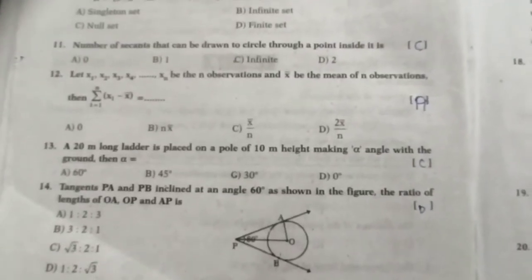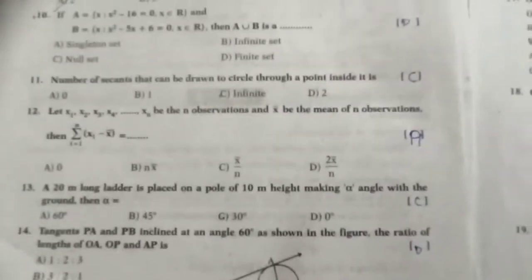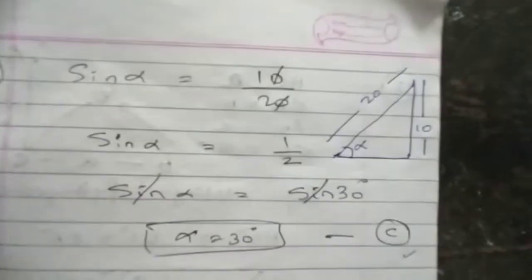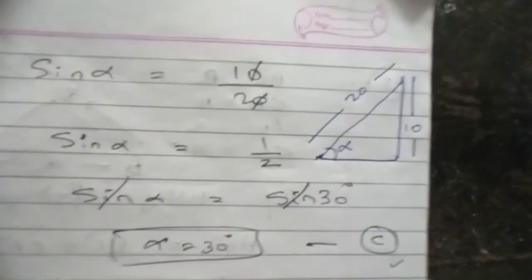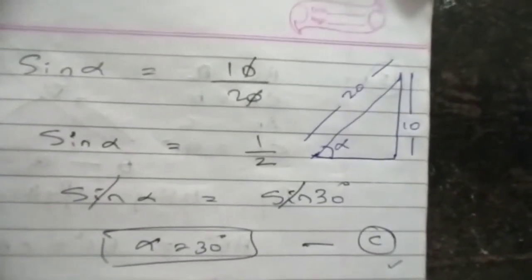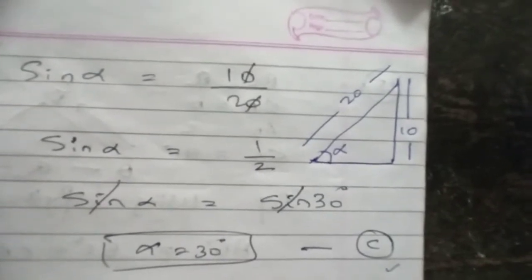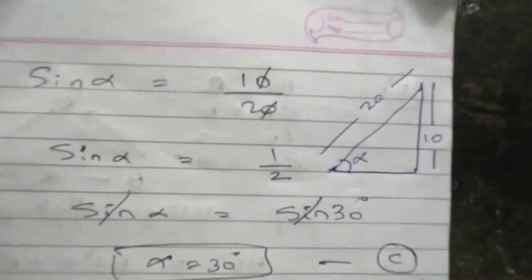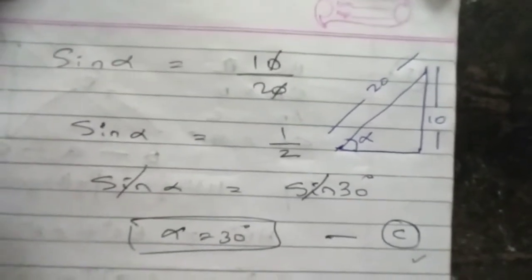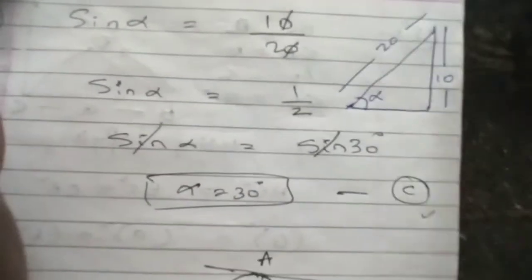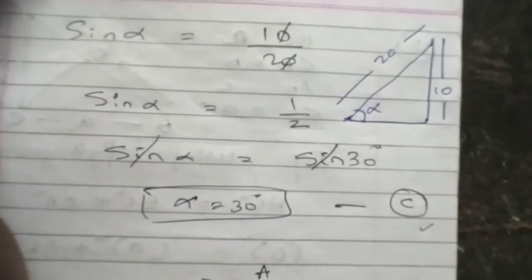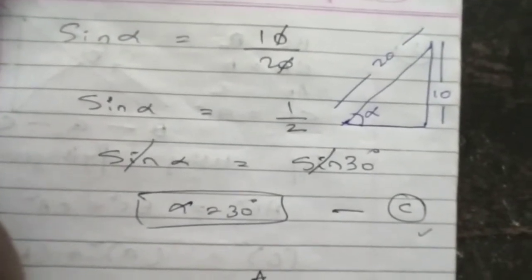Option A. A 20-meter long ladder is placed on a pole of 10-meter height, making alpha angle with the ground. Then sine alpha equals what? See here, sine theta equals opposite by hypotenuse. Opposite is 10 and hypotenuse is 20. The zeros get cancelled, and 1 by 2 will be left. Sine alpha equals 1 by 2, which we can write as sine 30. Sine gets cancelled, so alpha equals 30 degrees. That is option C.